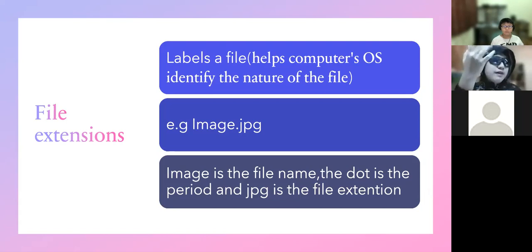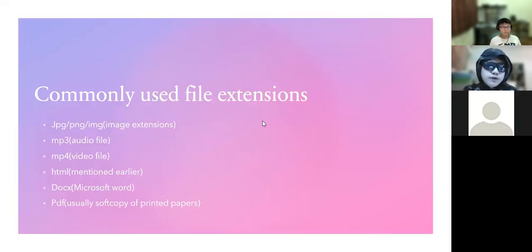Like for example, a PDF file, there's going to be a .pdf or something to that effect at the back. So the computer knows where to put the file exactly. An example will be here, the image.jpg. Image is the file name. The dot is the period, but it's usually called a dot. And JPG is the file extension. Commonly used file extensions, you can read them yourself, it's over here. I'm pretty sure you've seen at least some of them before.